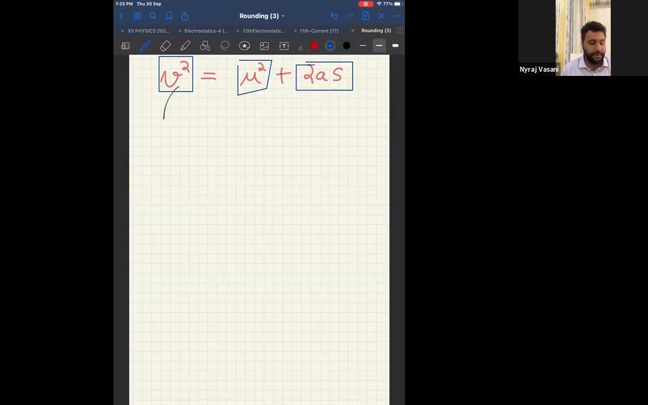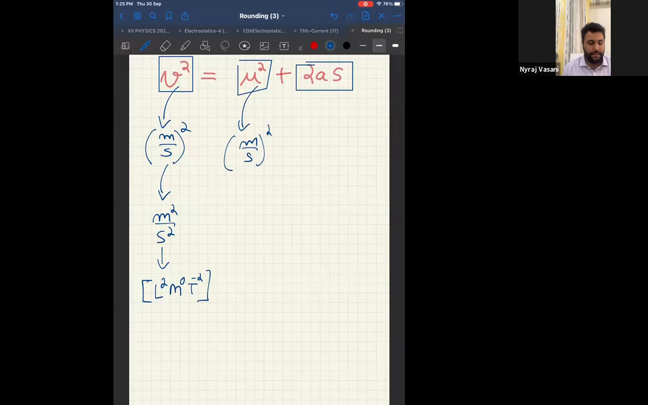Now, if I look at my first box, V square. Now, V is final velocity. Now, final velocity will be meter per second the whole square. Meter per second the whole square will be meter square per second square. And the dimension for this will be L2 M0 T minus 2. Now, U square is also meter per second the whole square. It is also meter square per second square, which is what? L2 M0 T minus 2.